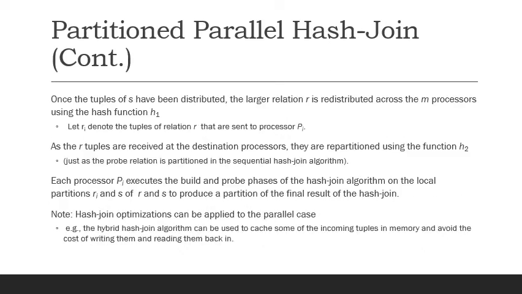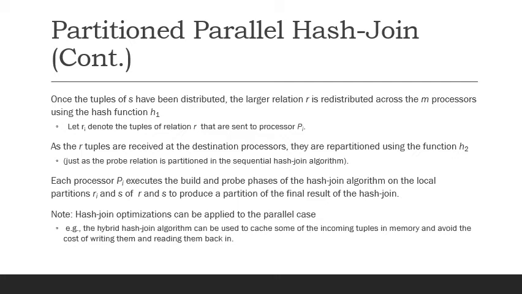Once the tuples of S have been distributed, the larger relation R is redistributed across the m processors using the hash function h1. Let Ri denote the tuples of relation R that are sent to processor Pi. As the R tuples are received at the destination processors, they are repartitioned using the function h2. Each processor Pi executes the build and probe phases of the hash join algorithm on the local partitions Ri and Si of R and S to produce a partition of the final result of the hash join.